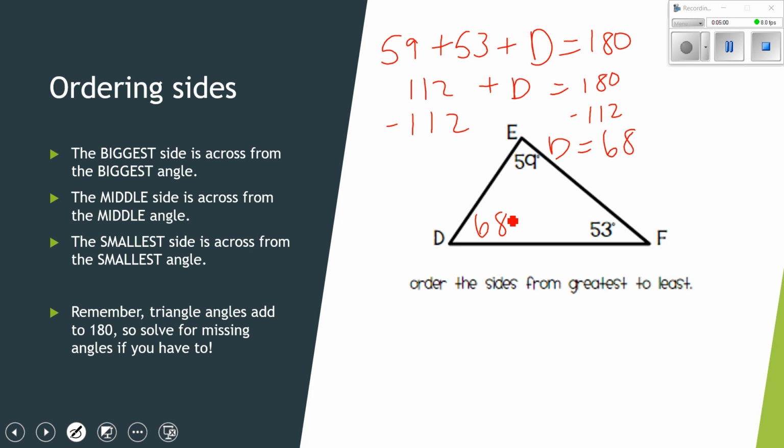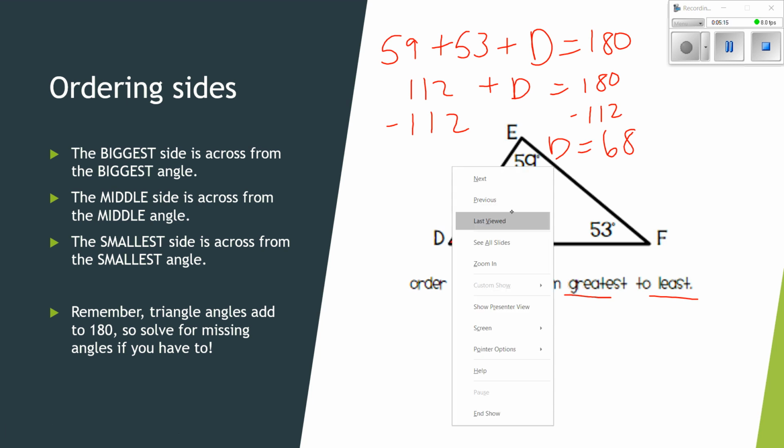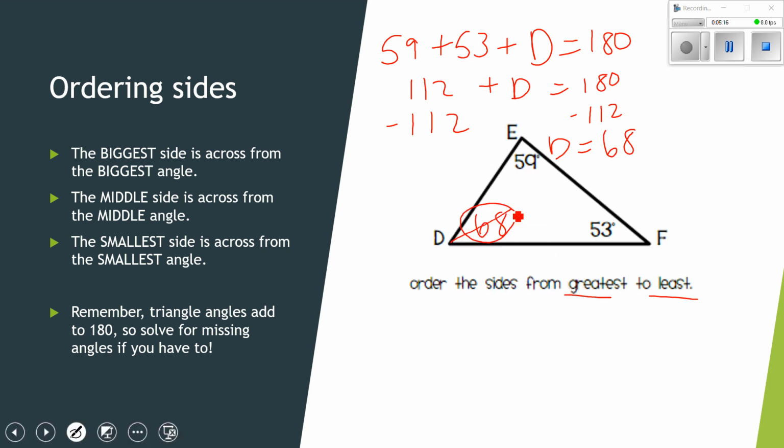Which means my biggest side, because we're going to order the sides from greatest to least, is going to be across from my biggest angle. My biggest angle is 68 degrees, so I'd circle my biggest angle, and across means I'm going to draw a line from that angle to the opposite side, just like that. Goes directly across, and that side is called EF. So my biggest side is going to be EF.